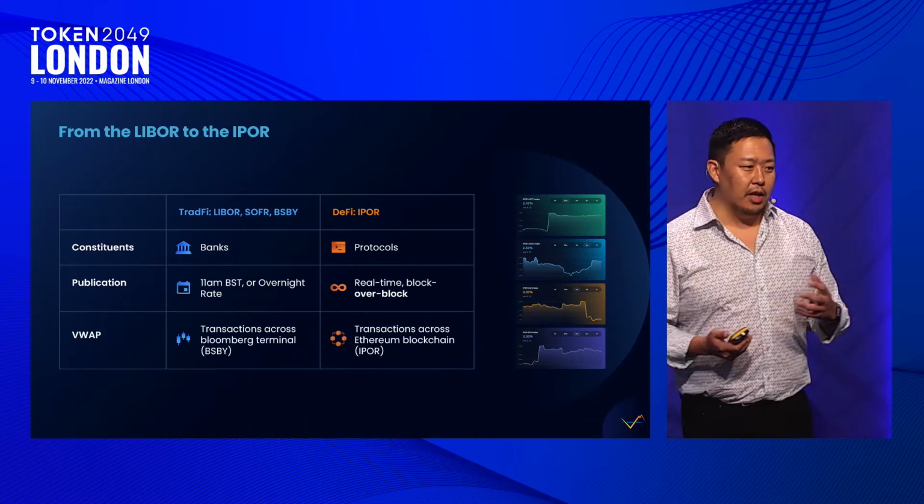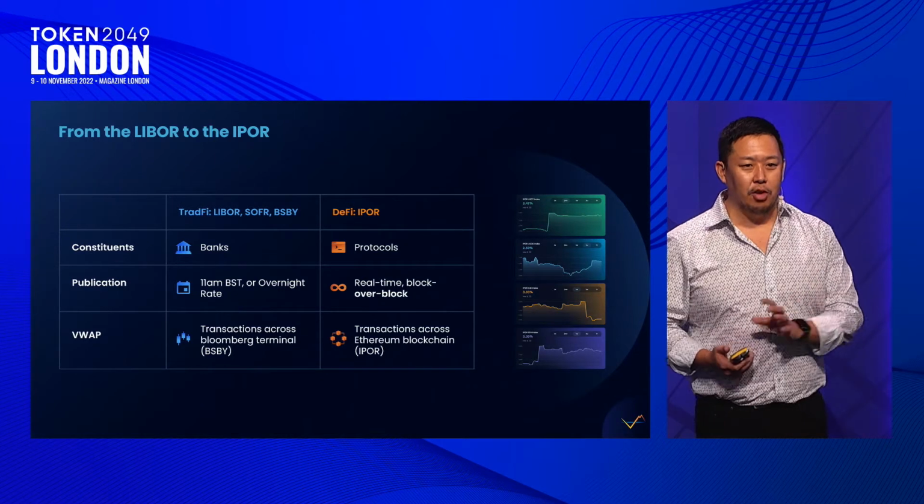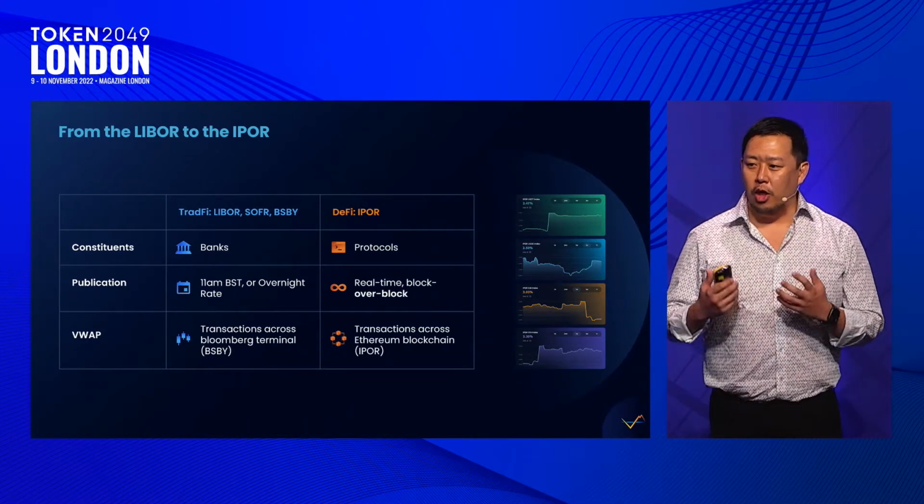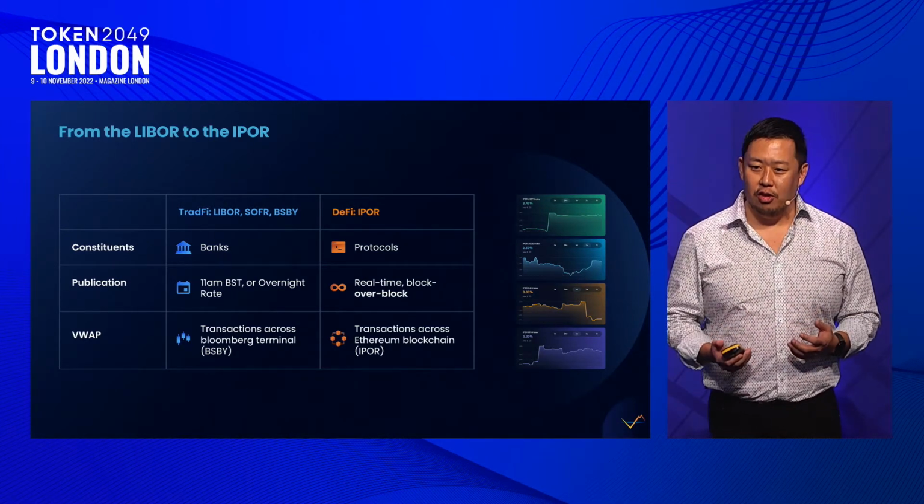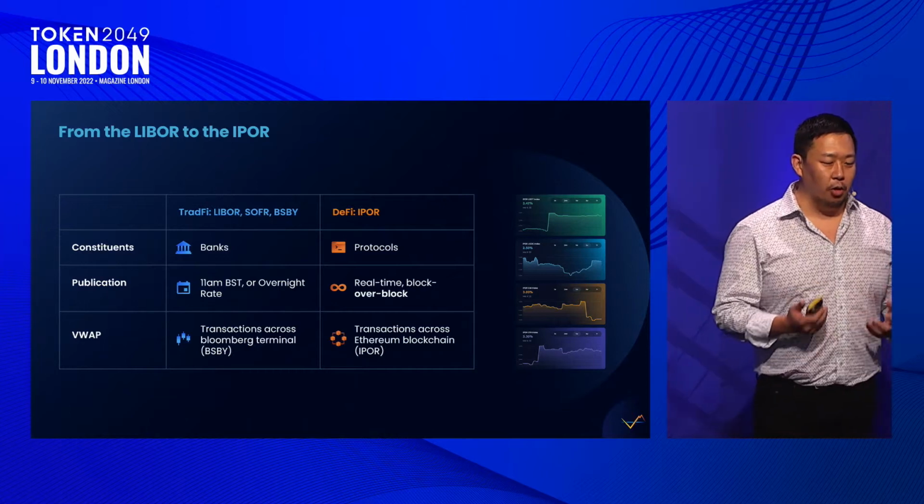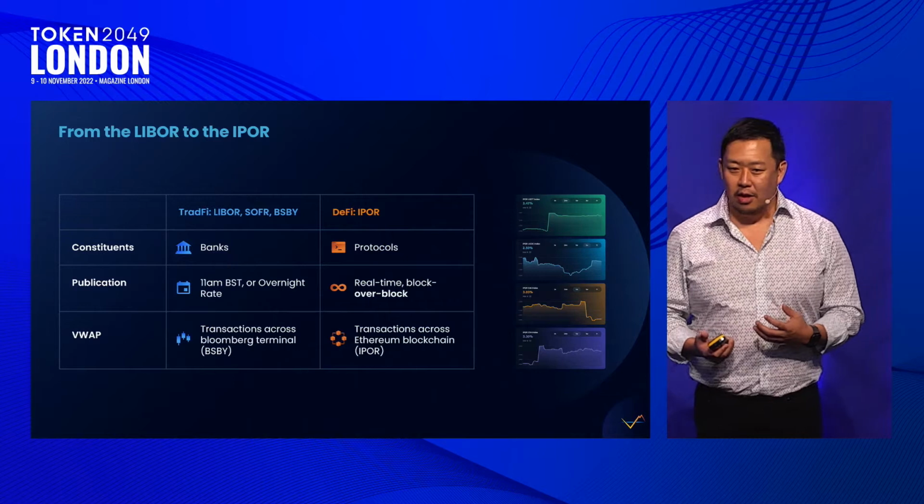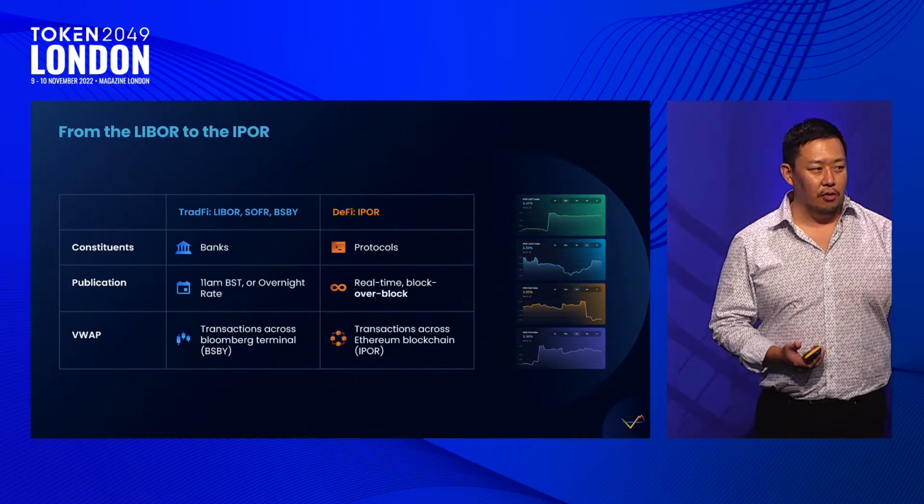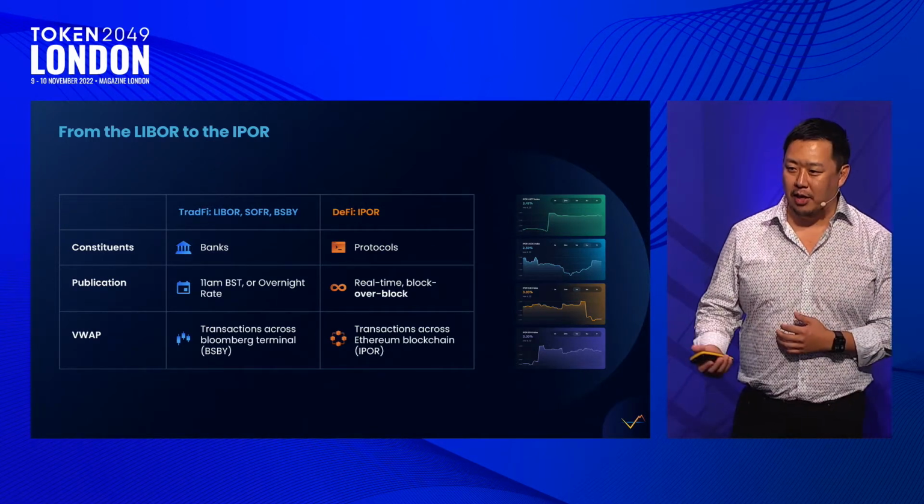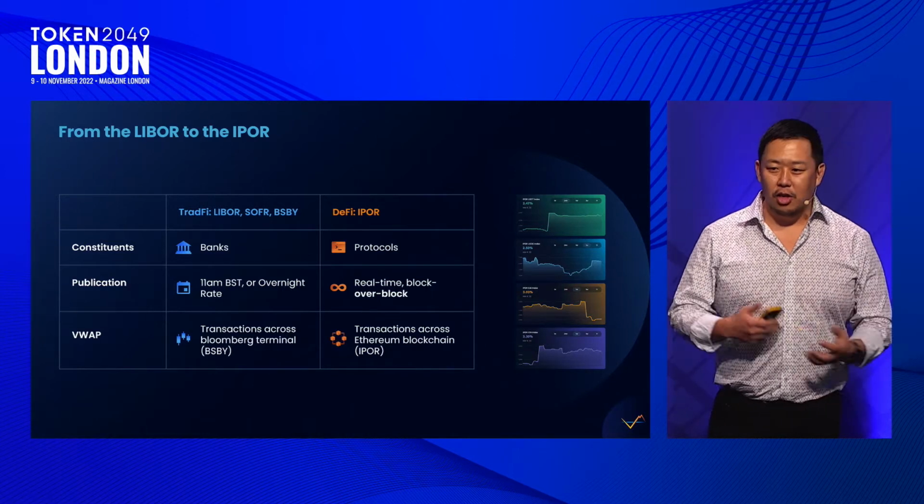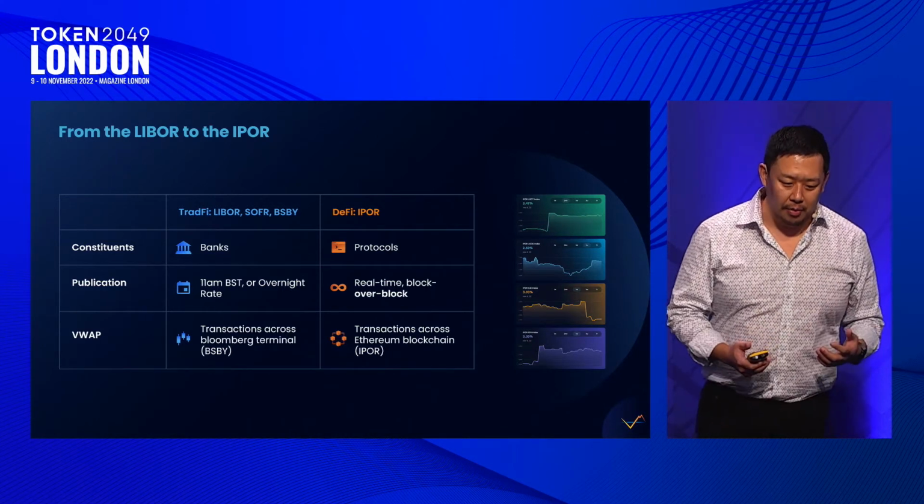So for example, in the DeFi sense, from the LIBOR to the IPOR, in the IPOR, we swap out banks, we swap out financial institutions, and we replace them with protocols. And these protocols are transparent, they're smart contract based. So instead of asking someone to self-report the rates, we actually just tap into the smart contracts themselves to understand what is the rate in the market.